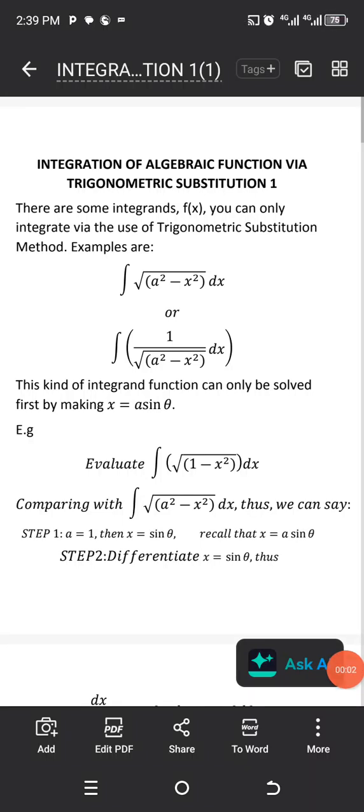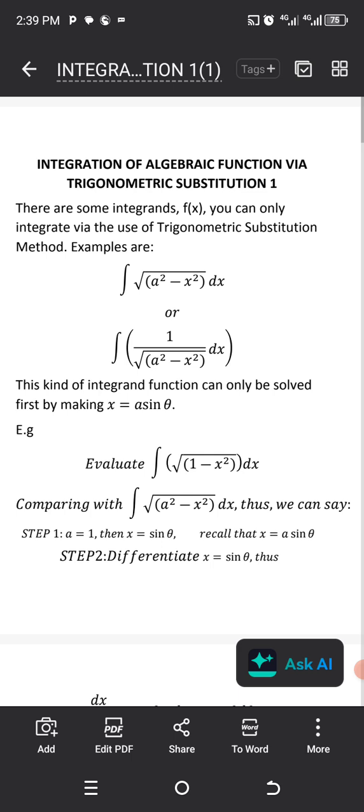Good day, everyone. Today we'll be looking at a topic on the integration of algebraic functions: the trigonometric substitution method, part one. Previously we worked on how to integrate algebraic functions or integrals using a substitution method.